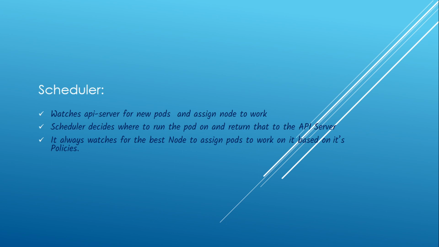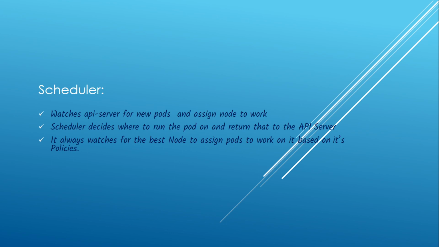Okay, then the scheduler informs the API server, yes API server, I have identified one of the healthy nodes to run this pod, it will take care of that. You can make better communication with the kubelet of that corresponding node.